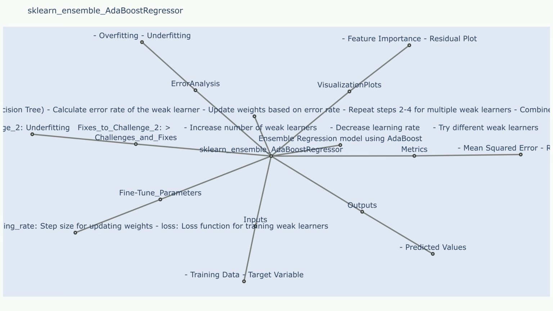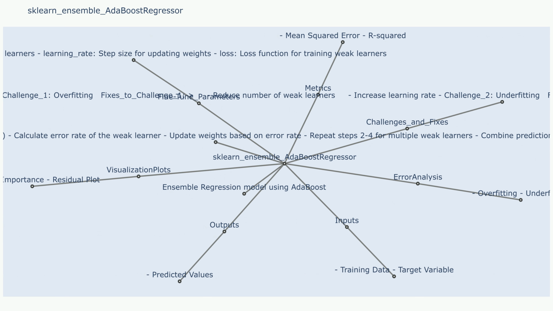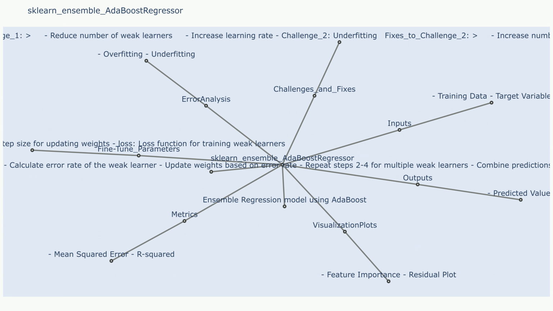Inputs: X, a 2D array containing the features of the training data. Each row represents a data point, and each column represents a feature. y, a 1D array containing the target values for the training data. The target values must be numeric. Outputs: fitted model, the trained AdaBoost Regressor model. This model can be used to predict target values for new data points. Predictions: when the fitted model is applied to new data, it generates predictions for the target values.